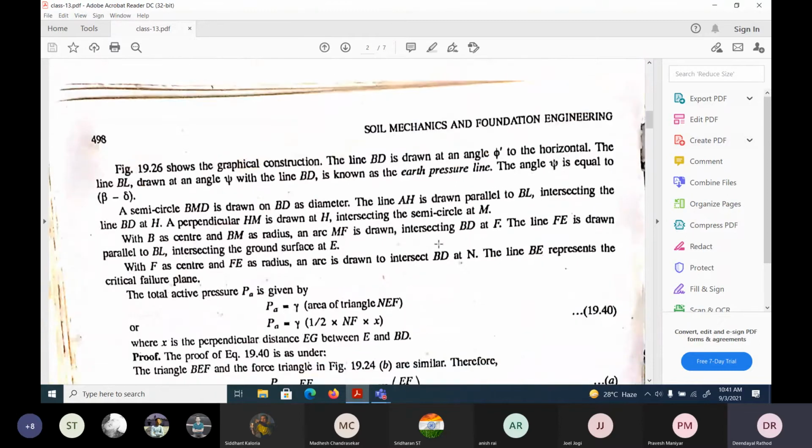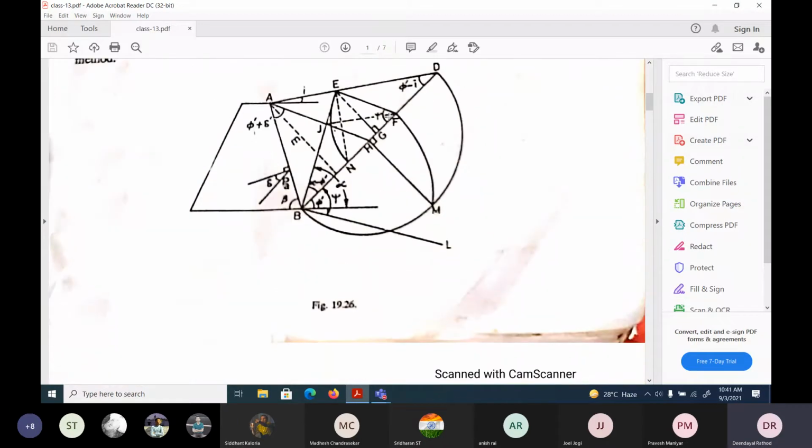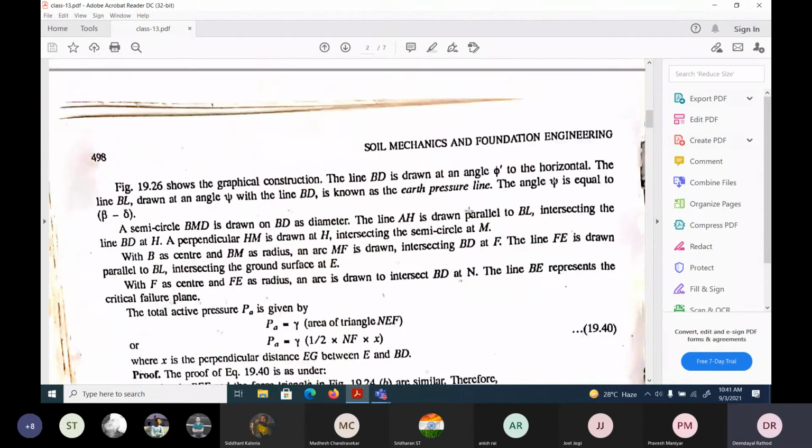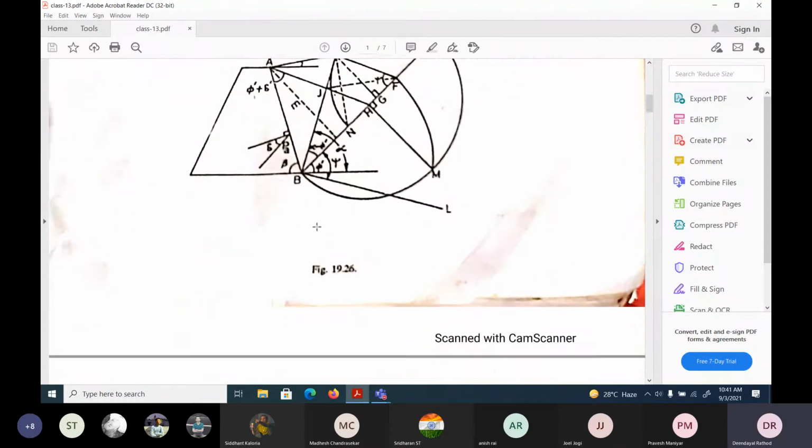Then he says the line FE is drawn parallel to BL. Look at F, and FE is drawn parallel to this BL, intersecting at E. So after drawing this arc, you will get this point, and draw one line.